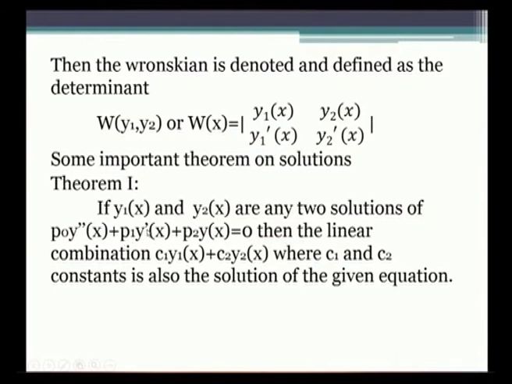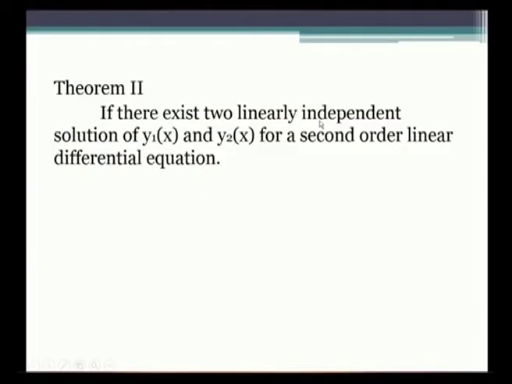So, from this theorem what we learnt is that if y1 of x and y2 of x are any two solutions, then a linear combination of these two solutions is also a solution. That is what this theorem says. Now, let us go to the next theorem, Theorem 2. If there exist two linearly independent solutions, we know the condition for linear independence of solutions. The condition is C1 y1 of x plus C2 y2 of x is equal to 0, where C1 is equal to 0 and C2 is equal to 0.